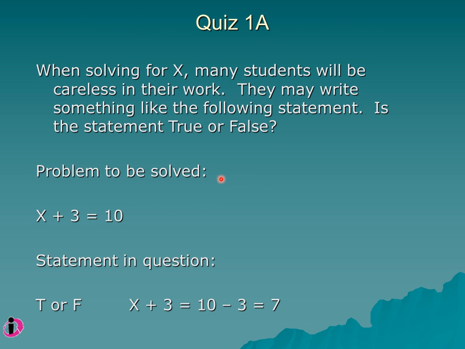Now, let's see whether we understand a little bit of equations and how they relate to English, meaning whether we understand the meaning of that equation. Let's say it's given like this. When solving for x, many students will be careless in their work and they might write something like the following statement. Let's say you write x plus 3 equals 10. I have also done it in my life when I started algebra. What you do is you try to subtract 3 from the right side and you end up with 7.